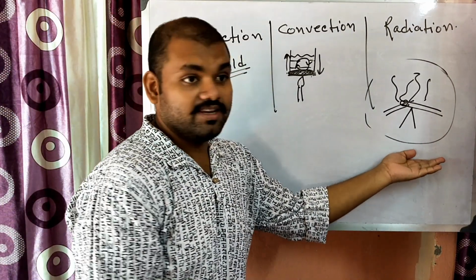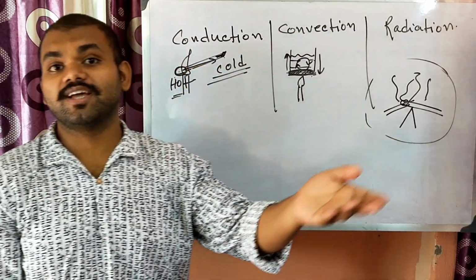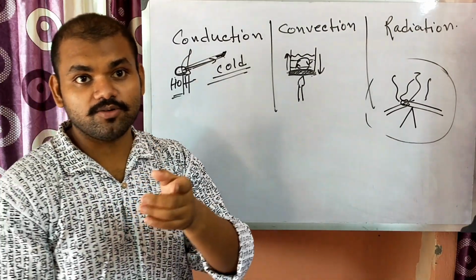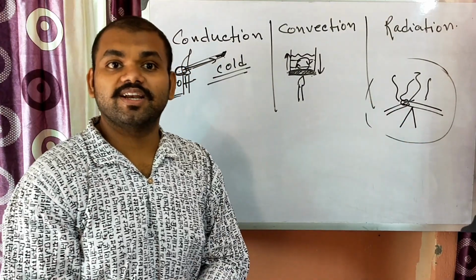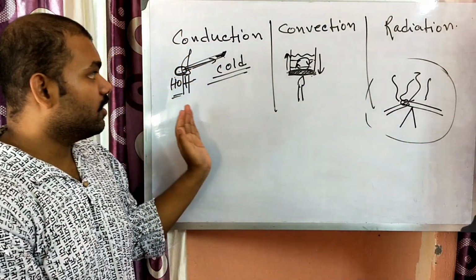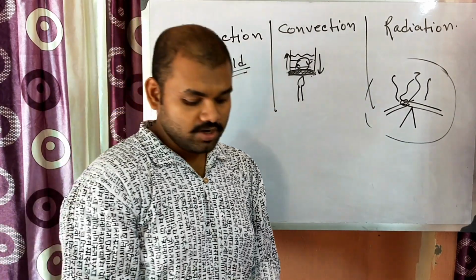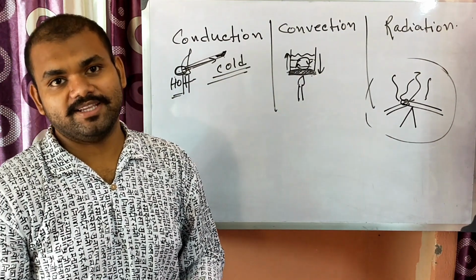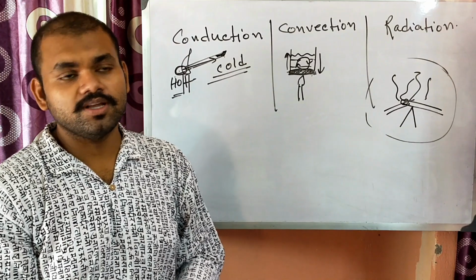Next, in radiation, I am giving the example of a bonfire, or the sun, or a room heater we are using. In the case of a room heater, that is also the process of radiation. And this is how heat moves from one portion to another portion of a particular body, or from one place to another place. So this is all for this chapter.